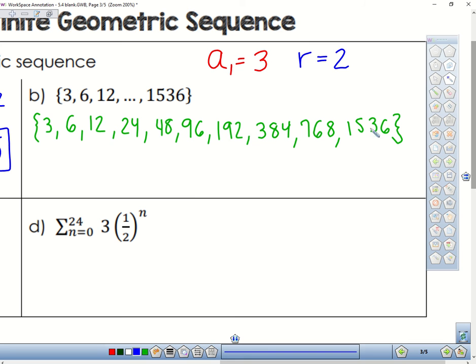So what term is this term based on what we just figured out? What number term is it? The 10th. It's the 10th one. This is A1, A2, A3, A4, A5, A6, A7, A8, A9, A10. It's the 10th term. So now that we have that information, we can set up our summation.